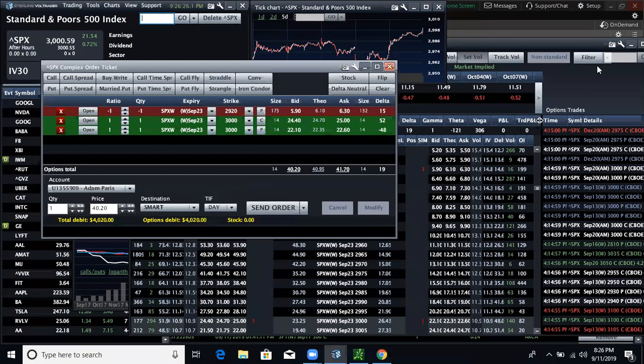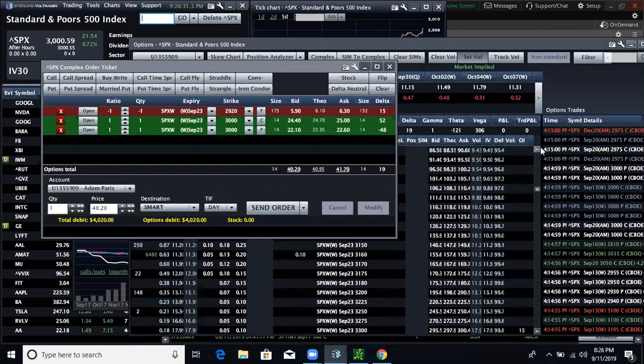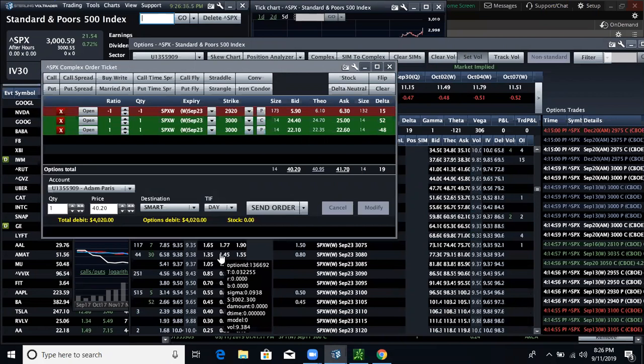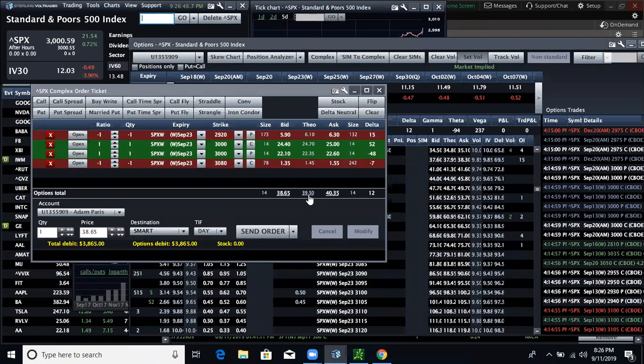If I sell the call at 3080, I'm paying $39.50 for an iron butterfly with about 12 days to expire that is 80 points wide. This is my kind of trade. This is the kind of trade I like.